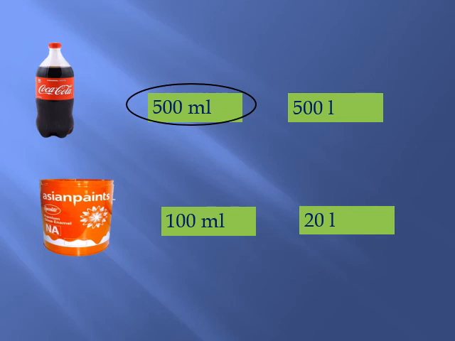The next is a tin of Asian Paints. What will be its capacity? 100 ml or 20 liter. The answer will be 20 liter.